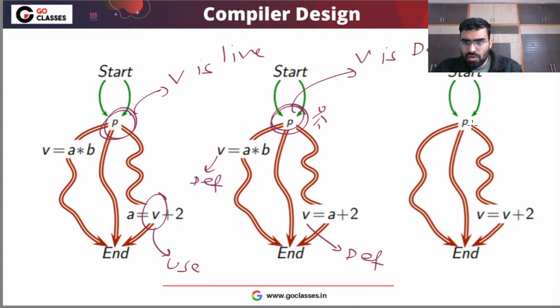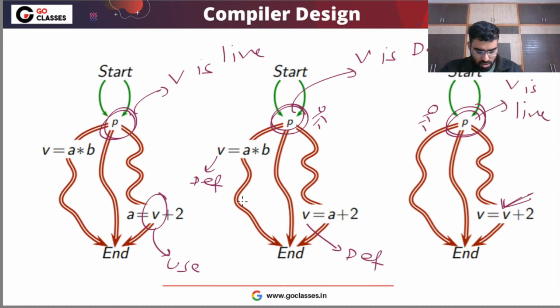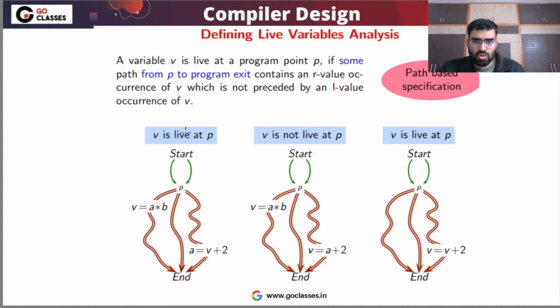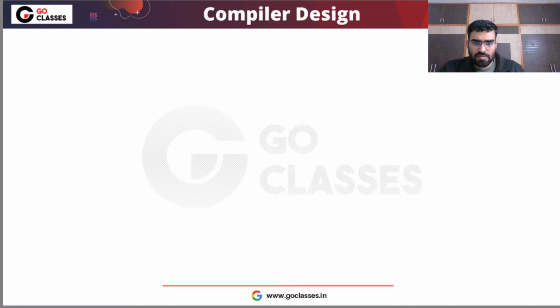And what about this? Here, if you are here, then you are using this v, that's the point. In the future we are using this v, so I can say that here v is live. Is this clear to everyone? This is the definition: here v is live at p, here v is not live at p, and here v is live at p.